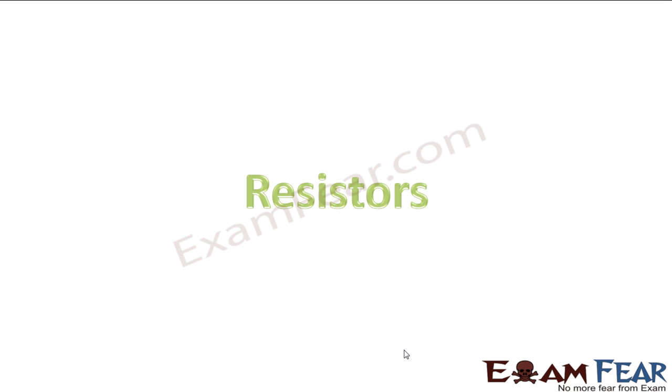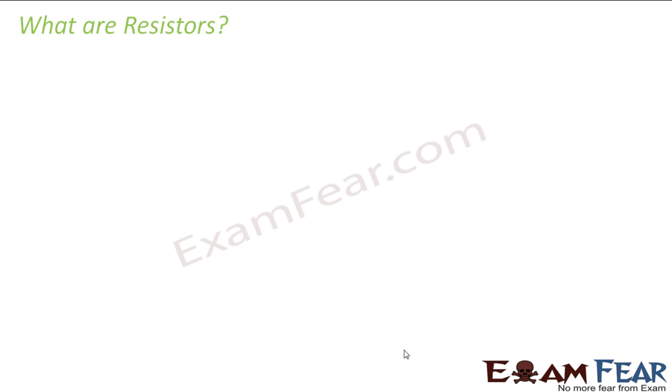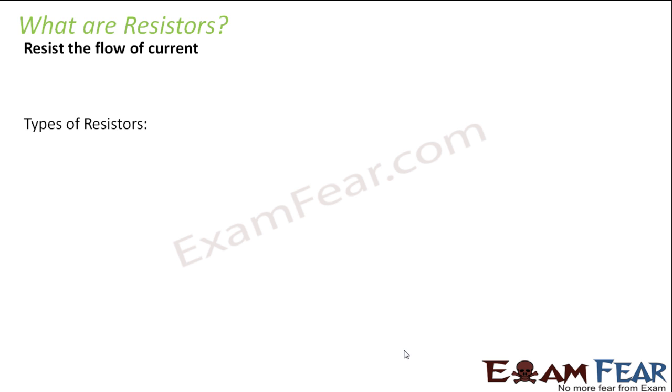So here comes resistors. So what are resistors? I don't need to explain it much because the name itself suggests what resistors are. Till now we studied about resistance. Resistance was the property of a conductor to resist current. So a resistor is an object which resists the flow of current, that is, an object which provides resistance. So resistors resist the flow of current.